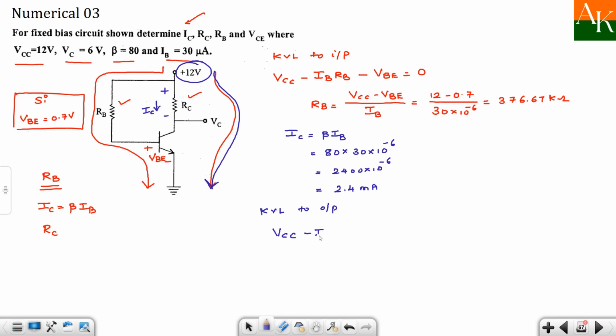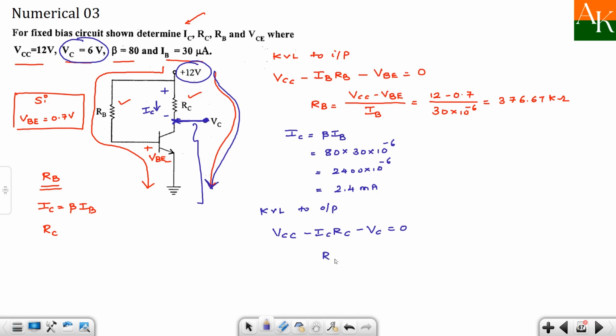So minus ICRC. And now, they have mentioned VC over here. VC is always measured with respect to ground. I'm not talking about VCE. So this voltage is with respect to ground. So minus VC is equal to 0. So we have completed the loop. We have started at this point, we have reached up to VC, and VC itself is measured with respect to ground.